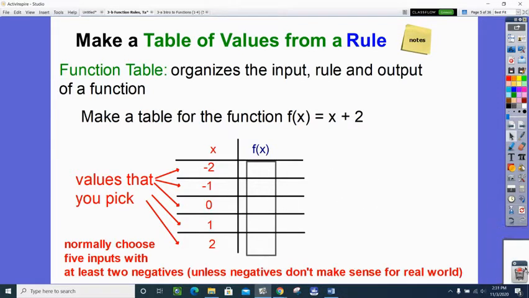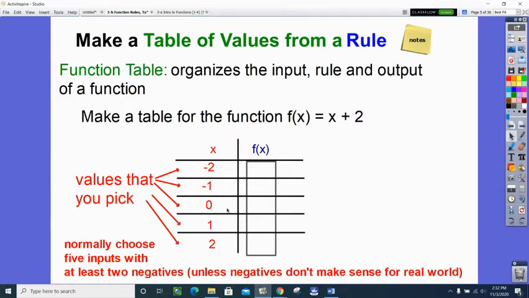There they are. Negative 2, negative 1, 0, 1, and 2 are my favorite 5 inputs when they are allowed as part of the domain. For instance, a second ago we were talking about gallons. Negative 1 and negative 2 wouldn't make sense in that context. They wouldn't be part of the domain of that function, so I would not use those. However, I do like to use 2 negatives if I can because, well, you'll see in a minute, sometimes interesting things can happen on the negative side of things.